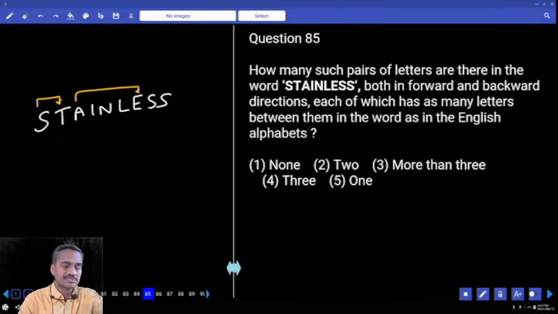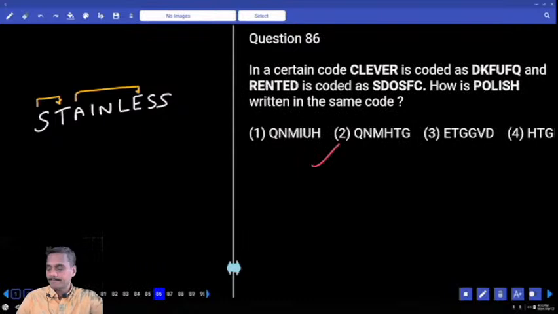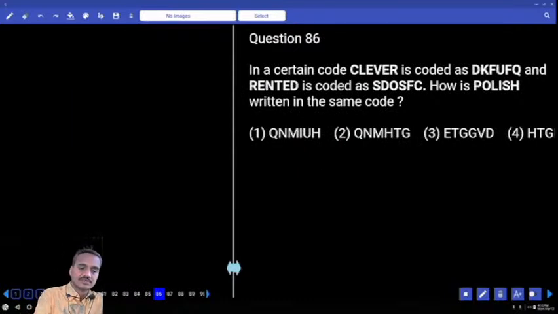And again in the reverse order, if you observe here, S, T, U, V, W, X, Y, Z. And again S, T, U, V, W, X, Y, Z. E, F, G, H, I, J, K. L, M, N, O, P, Q. N, O, P, Q, R. I, J, K. That's it. So we have only two, choice 2, question number 85. And 86. Now the word clever.